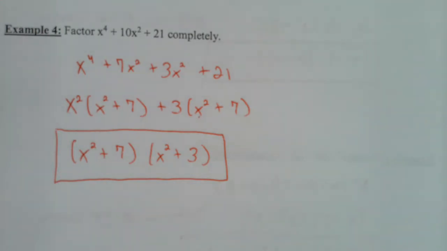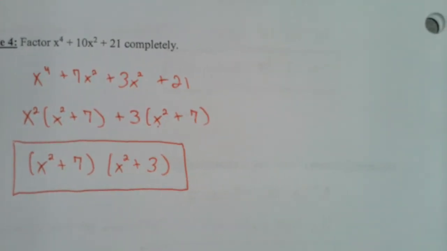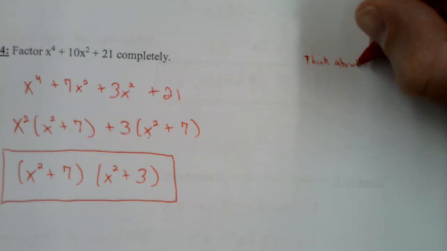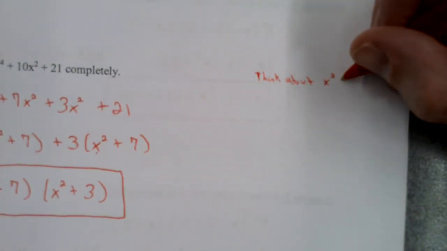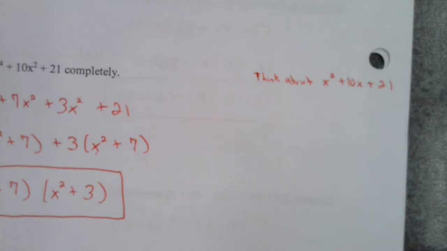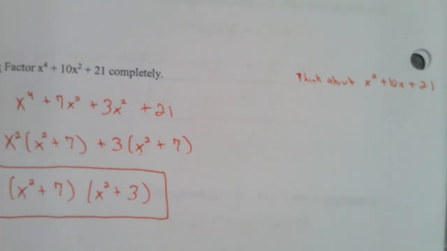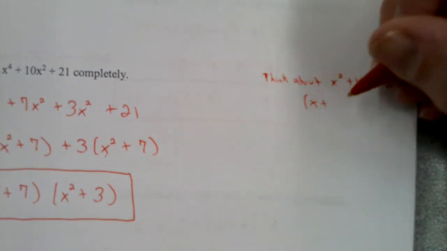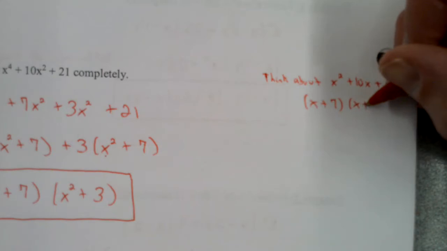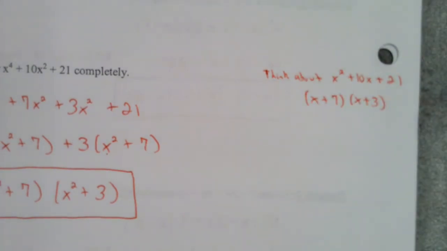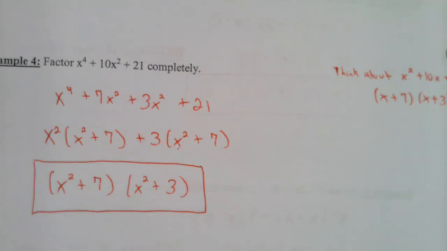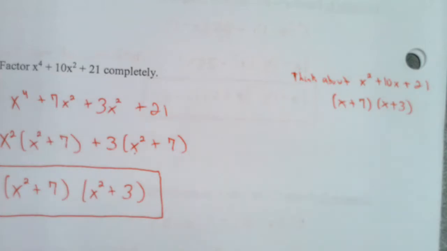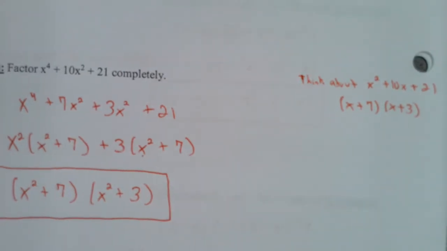The other way to do this one is, since it's 1x to the 4th power, think about it like this. Think about if it was x squared plus 10x plus 21. If it was x squared plus 10x plus 21, you would just factor that to x plus 7 times x plus 3, which is the same thing we have here, but it's x squared and x squared. Again, that's good to think of if it's 1x squared and 1x to the 4th power.